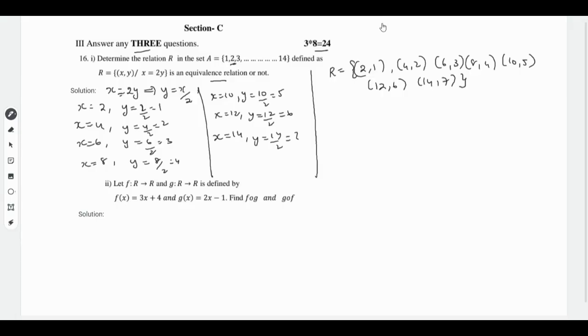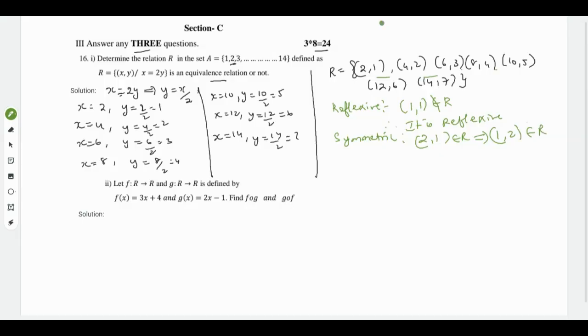So by seeing this, we have to prove reflexive. What is reflexive? Reflexive is nothing but we should have the same elements in the x and y place. We don't have that. We can take (1,1) does not belong to R, therefore it is not reflexive. Then symmetric. What is symmetric? Symmetric means it should be reversible. That is, if I take (2,1) belongs to R, I should have (1,2) also in R, but here we don't have it. Therefore it is not symmetric.